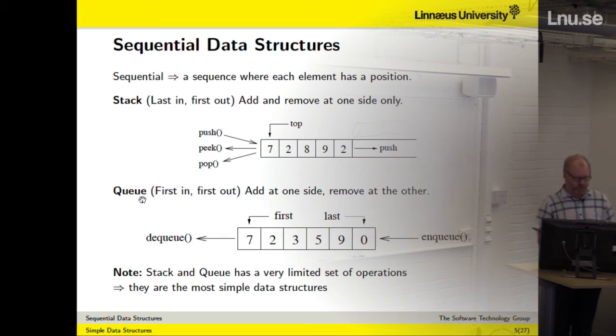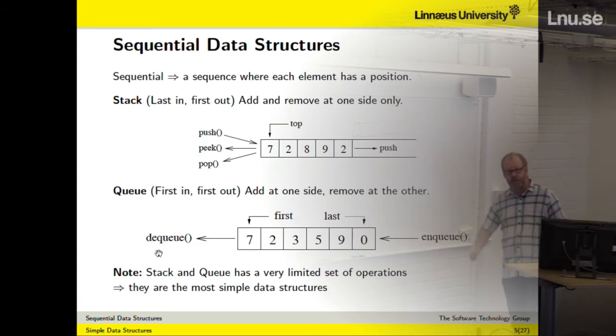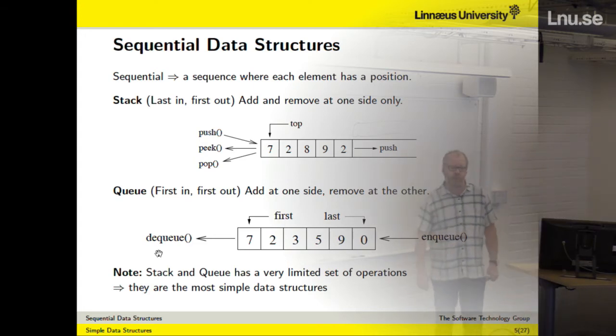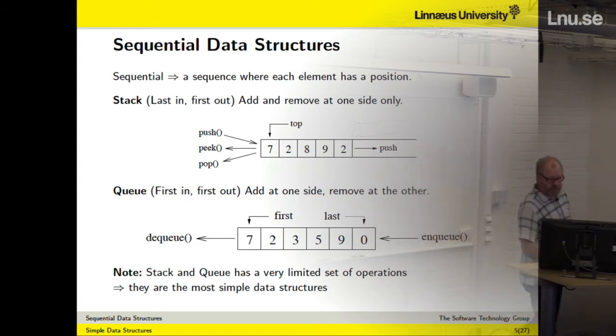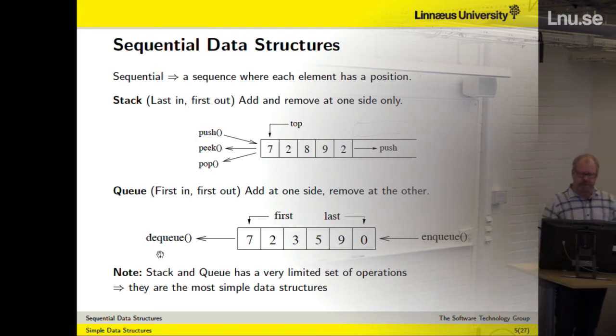A queue is exactly what it sounds like, an ordinary queue. That means you're entering it at one end and leaving it at the other end. So the two operations here are called enqueue and dequeue. It means add it to the end of the queue and pick out the first one in the queue. They are the simplest ones since they have a very limited set of operations.